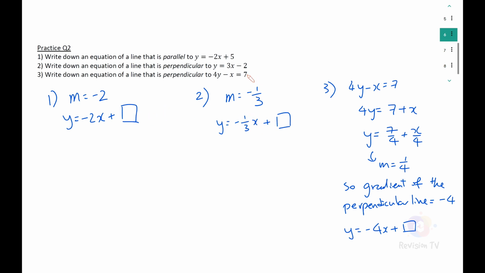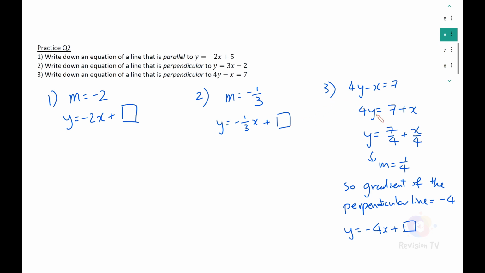Question 2 is perpendicular, so negative reciprocal to 3 is minus a third. So y equals minus a third x plus, again, your choice, any number. Okay, we're quite flexible in here. We're like the parents that could let the child do anything they want on the bus.